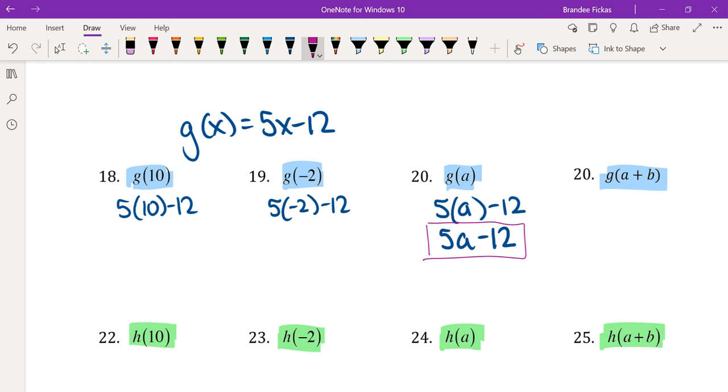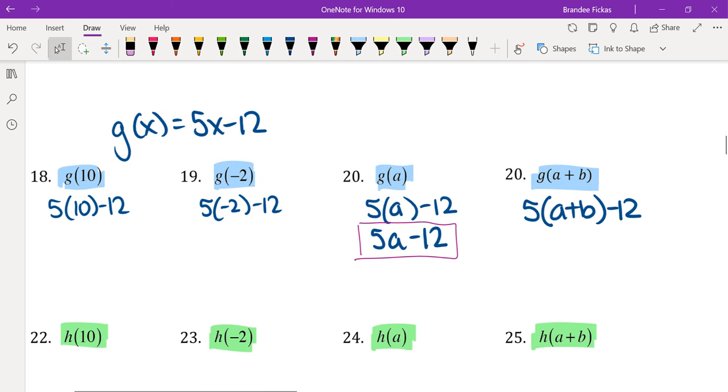Now the next one, which is g of a plus b, so 5, and the a plus b is what goes in for x. So now I'm going to simplify, combine like terms, and then I'm finished. So here, just a heads up, you would have to distribute first and then combine like terms if you can. Doesn't mean you can. And then simplify, and you're done.